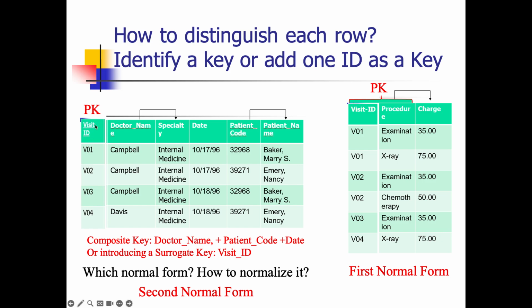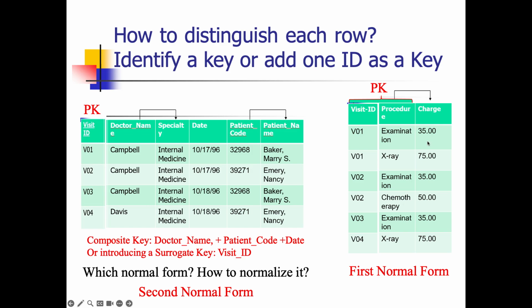Now, if we didn't add this, you can see how many dependencies you have here, because this will become your primary key. Patient code, doctor name, specialty will become your primary key. And if you want to keep these primary keys without adding a surrogate key, then you will not even be in second normal form, right?